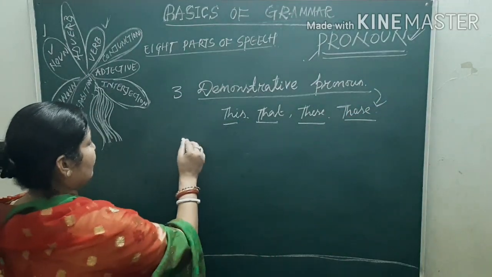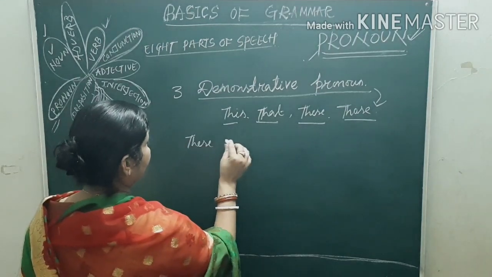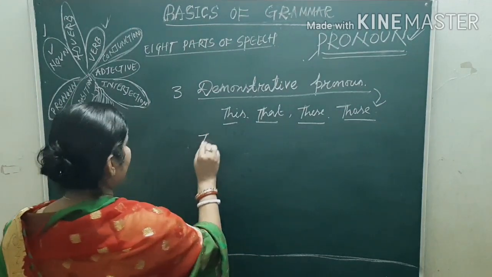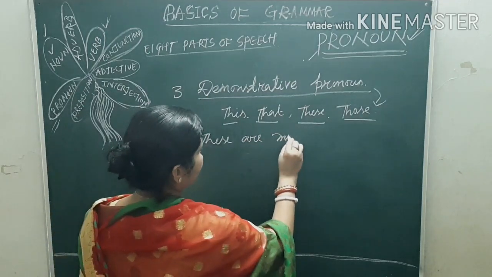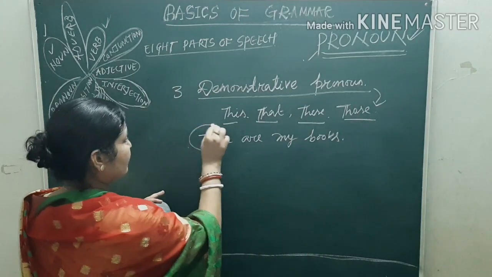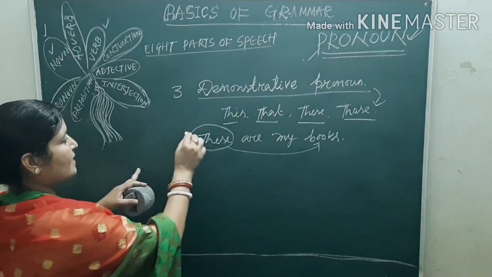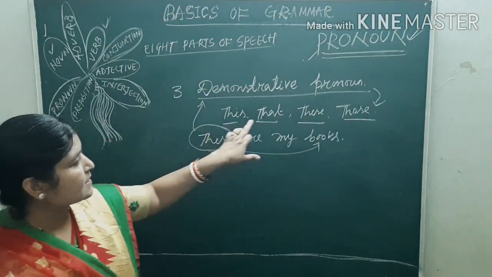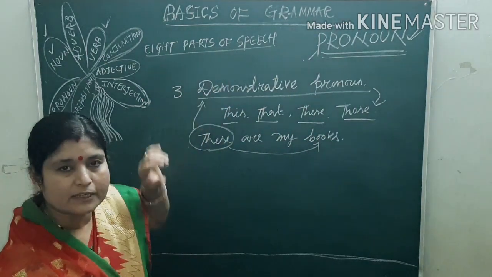How? These. I love these. These are my books. For example, I have written, these are my books. So these what? It demonstrates the books or shows the books. So these is known as the demonstrative pronoun. So always remember this, that, these, those. These 4 belong to demonstrative pronoun.